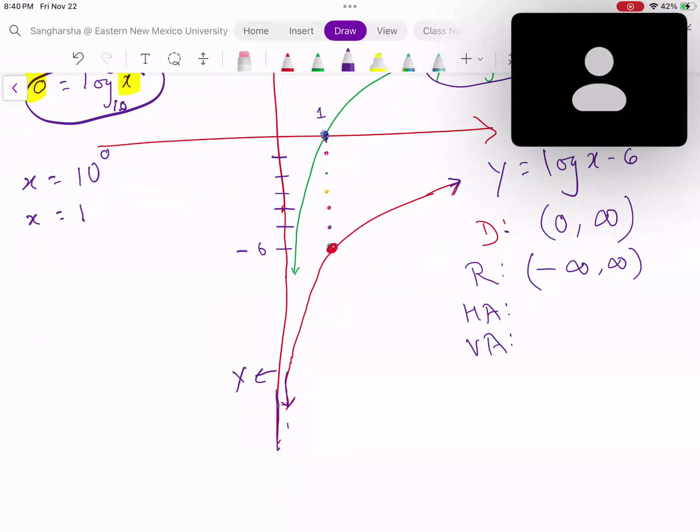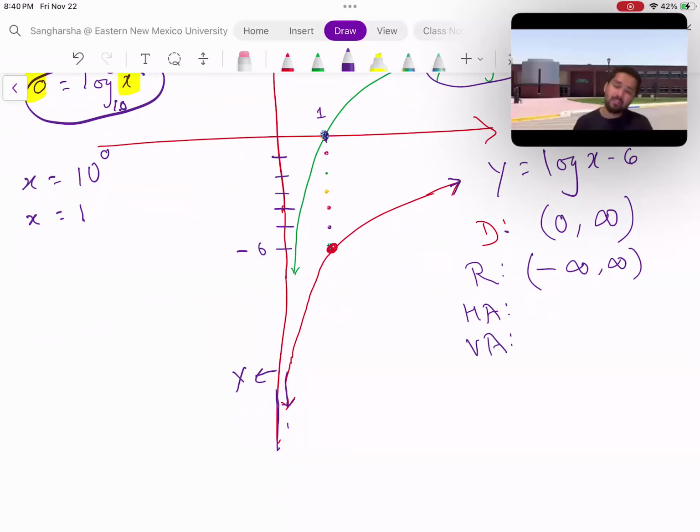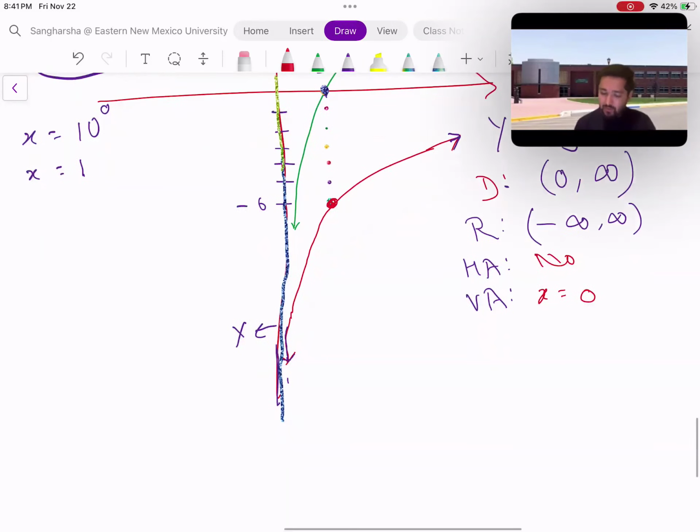Vertical asymptote, y equals 0? y equals 0 is a horizontal line. That is not a vertical line. x equals 0. So this line, the y-axis, is our vertical asymptote. And this is x equals 0. Every vertical line has an equation that starts with x equals, and here we have a vertical line at 0. So x equals 0 is the vertical asymptote, and there is no horizontal asymptote.